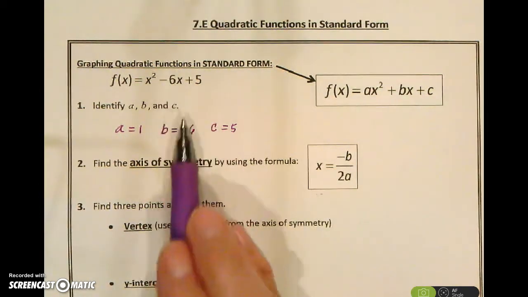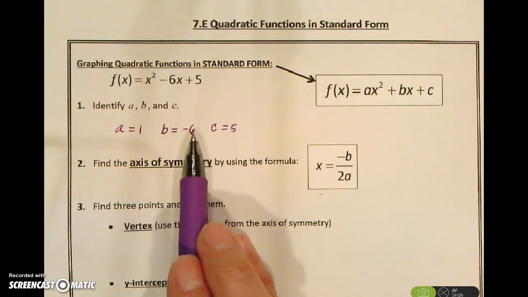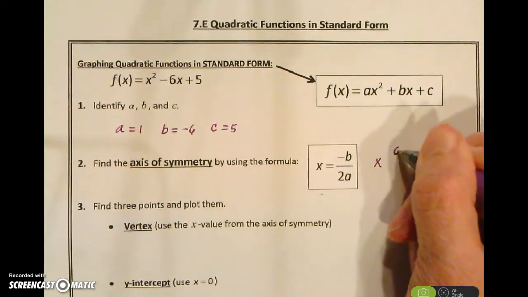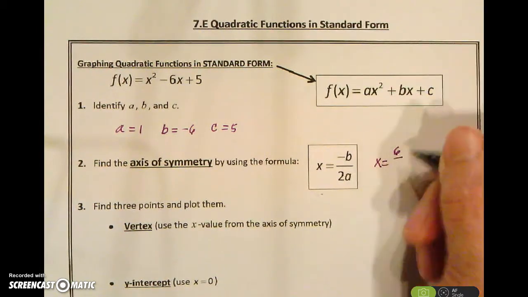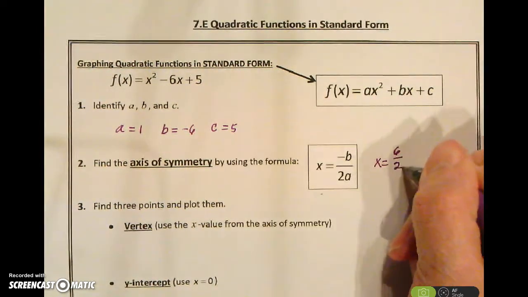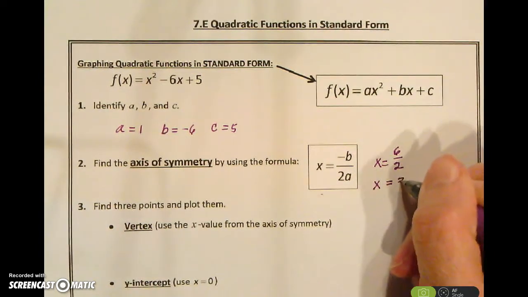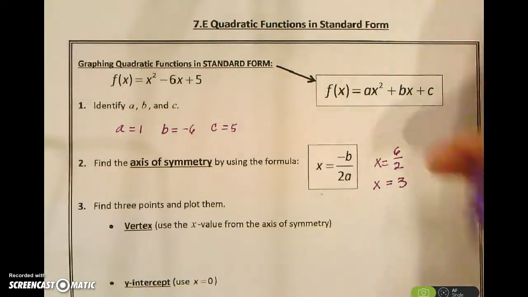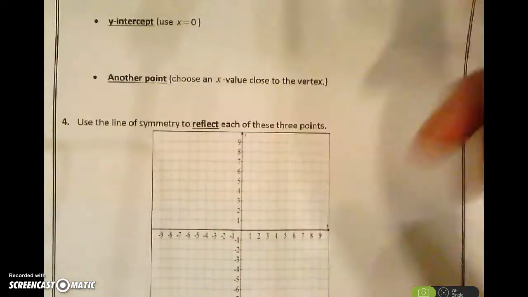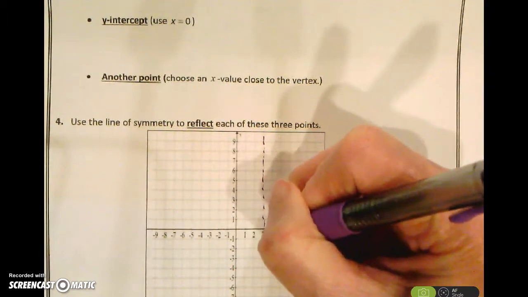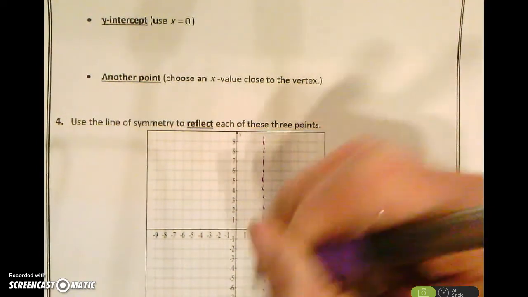So for this particular problem, since b is negative 6, the opposite of that will be a positive 6. And then 2 times a would be 2 times 1, which is 2. So the axis of symmetry then is x is equal to 3. And in our graph down here, it would look like this. It's a vertical line going through 3.